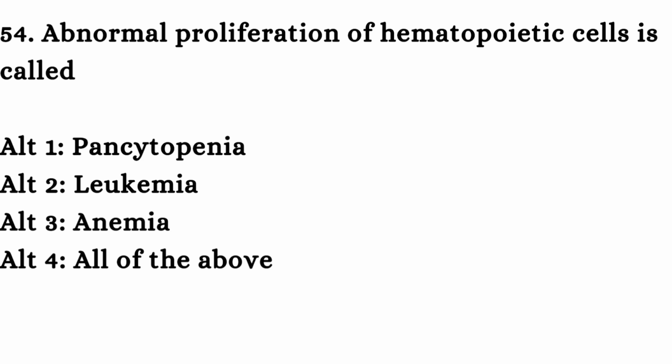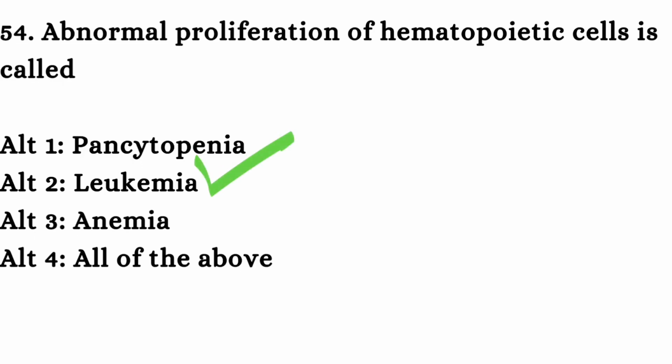Next question. Abnormal proliferation of hematopoietic cell is called Option 1 pancytopenia, Option 2 leukemia, Option 3 anemia, Option 4 all of the above. The right answer is Option 2 leukemia. Abnormal proliferation of hematopoietic cell is called leukemia.